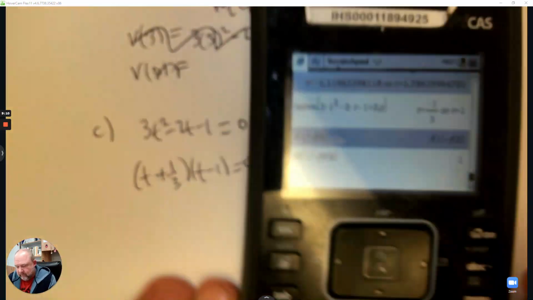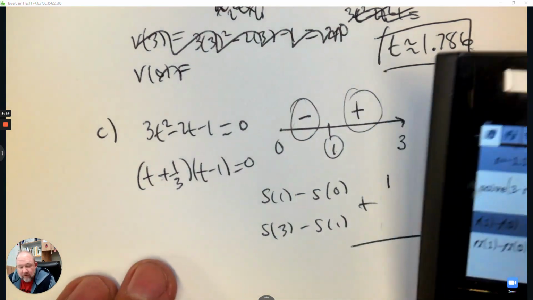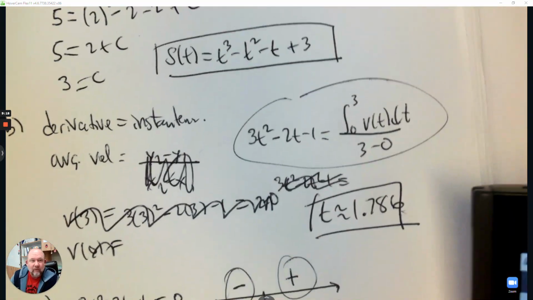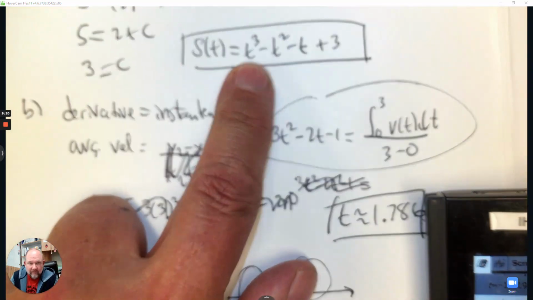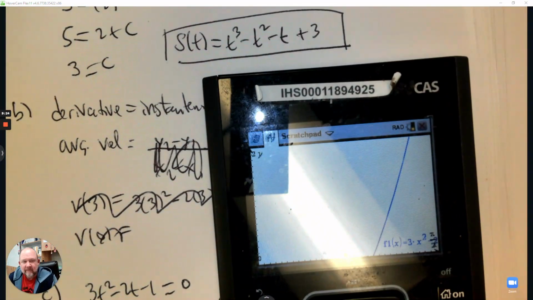Oh, wait a second. I'm using the wrong equation. So to use it, I'd actually have to use this equation. That's the position equation. Let's try it again. Then I'll show you a different way. So tab, it's okay. We're learning through this.